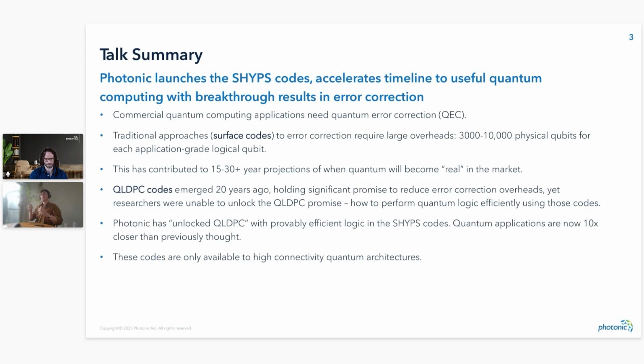So this is where Photonic comes in. We wanted to address this problem, designing a new code family with efficiently implementable logic as the core consideration. This leads us to the SHYPS codes, bringing, hopefully, quantum applications closer. The downside to the SHYPS codes is that they are only available to high connectivity quantum architectures, but thankfully, that's exactly the kind of hardware that we're pursuing here at Photonic.